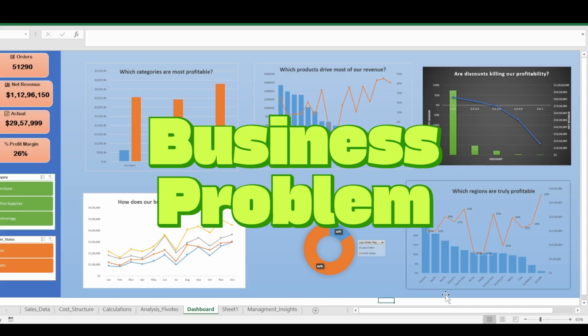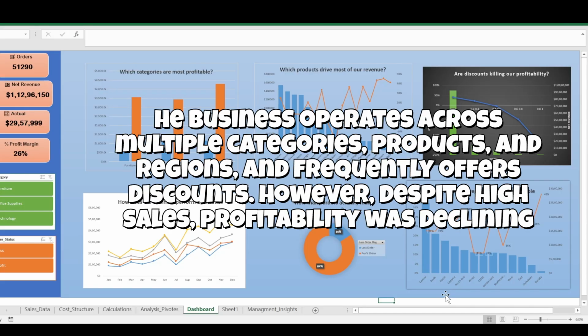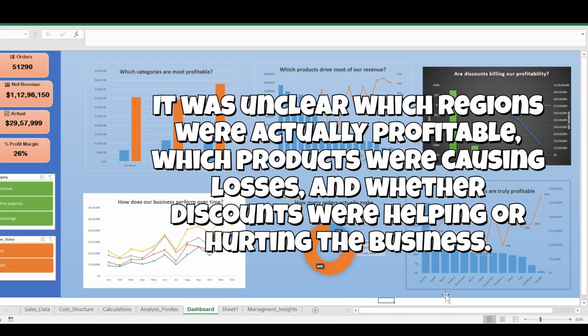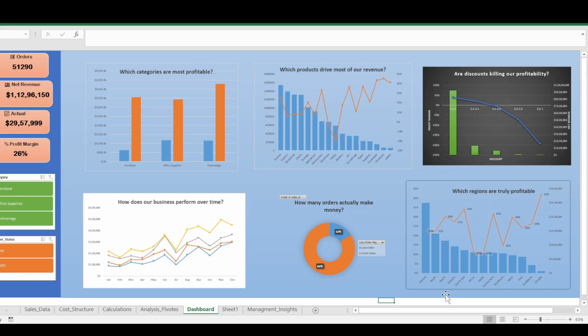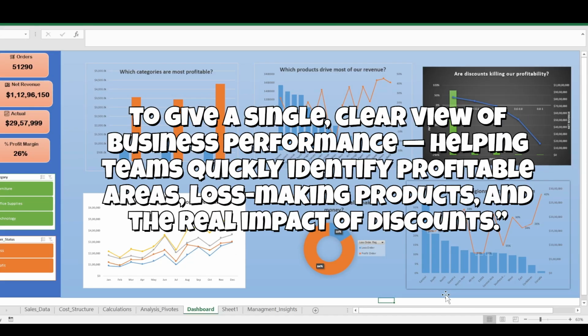So the business problem. The business operates across multiple categories, products, and regions, and frequently offers discounts. However, despite high sales, profitability was declining. It was unclear which regions were actually profitable, which products were causing the losses, and whether discounts were helping or hurting the business. So the goal of this dashboard is to give a single clear view of business performance, helping teams quickly identify the profitable areas, loss-making products, and the real impact of discounts.